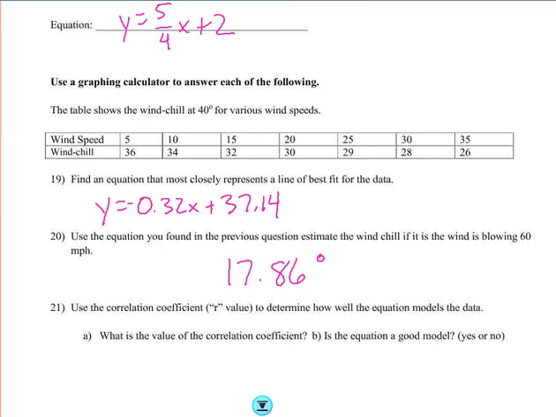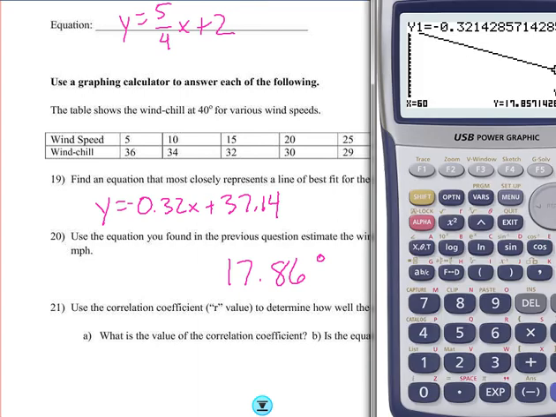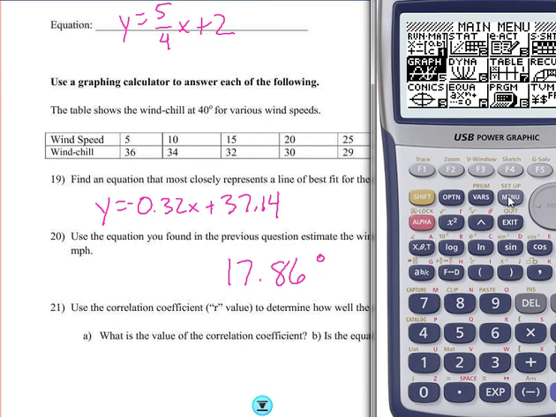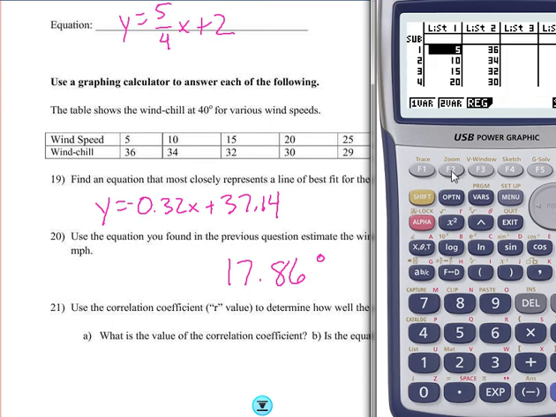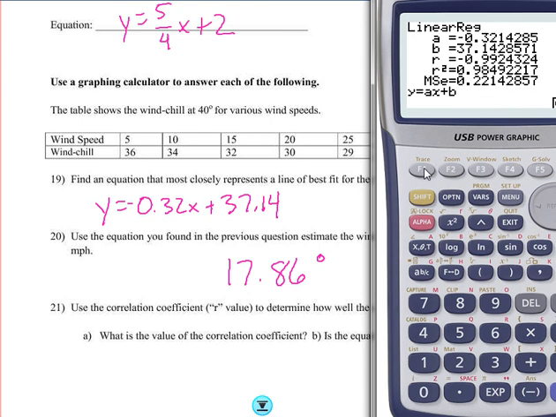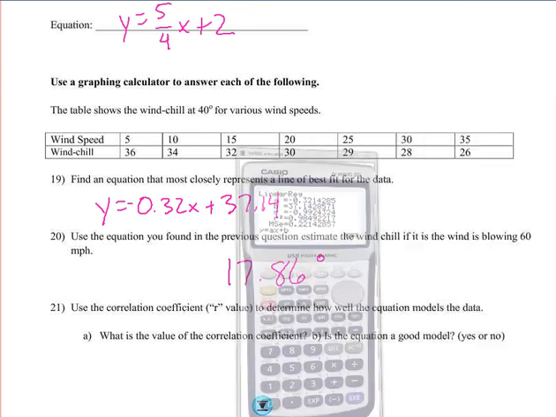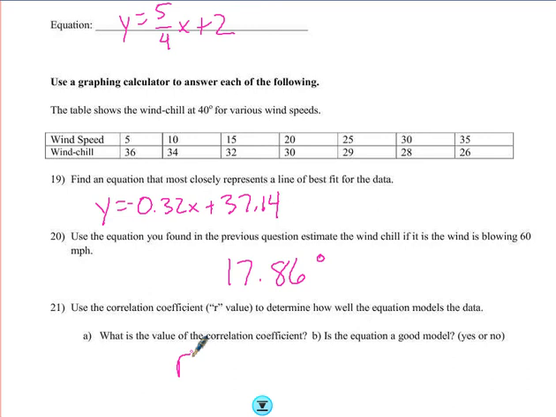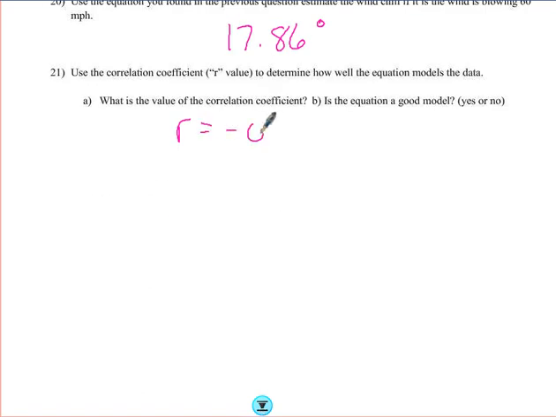Use the correlation coefficient, the R, to determine how well the equation models the data. What is the value of the correlation, and is it a good model? So let's take a look. The value, we'll go back to the stat menu. The correlation coefficient here is negative 0.99. Which we said it's a good model if it's close to 1 or negative 1, which this is very close. So there's that. Let's take a look at page 4.